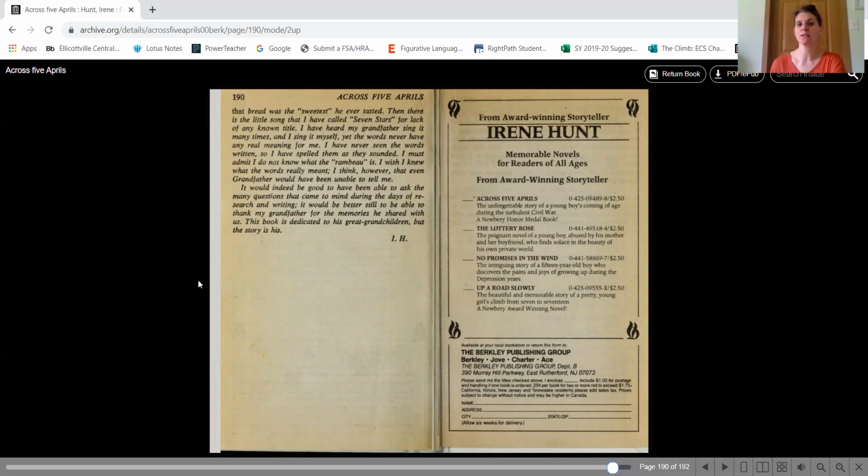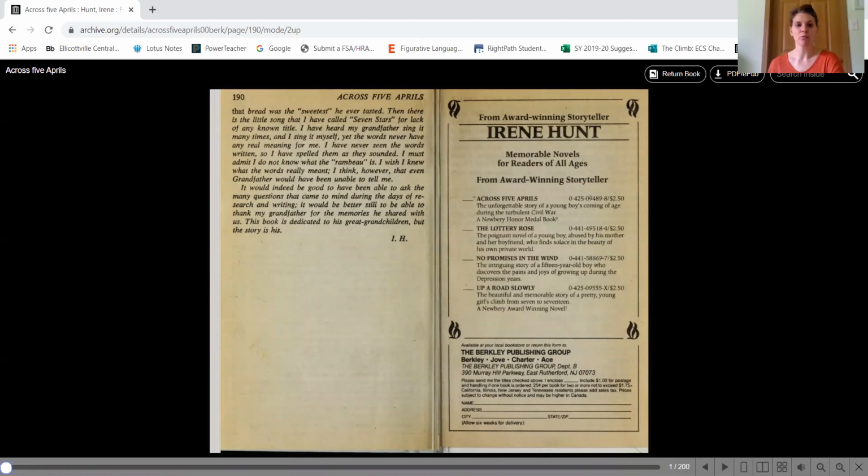It would indeed be good to have been able to ask the many questions that came to mind during the days of research and writing. It would be better still to be able to thank my grandfather for the memories he shared with us. This book is dedicated to his great-grandchildren, but the story is his.